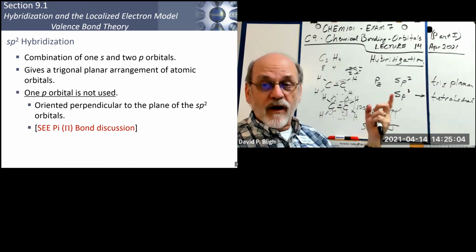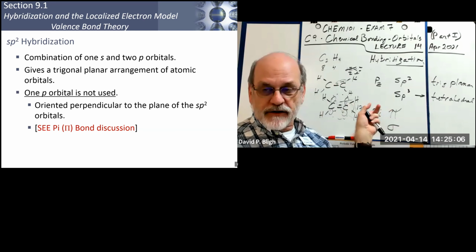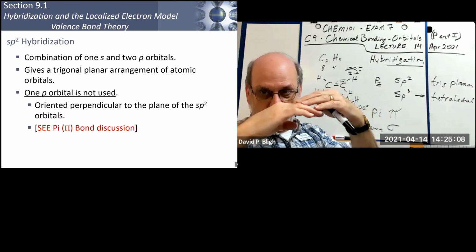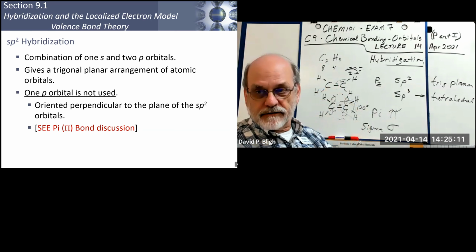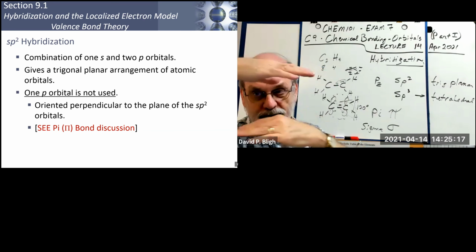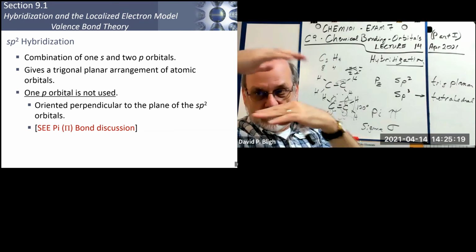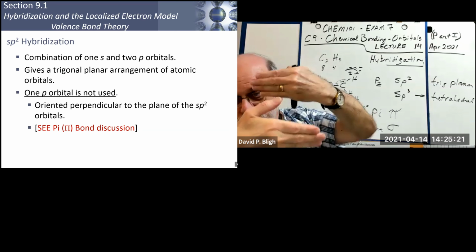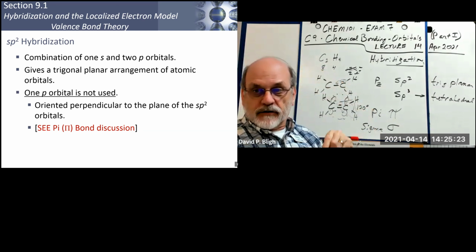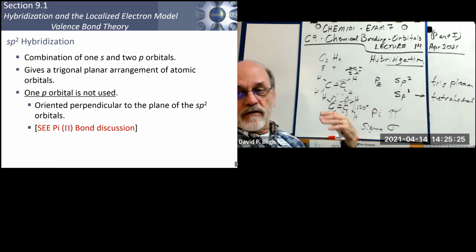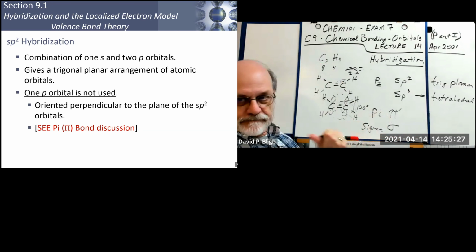But since pi bonds form off axis, then you can have 2 of those, right? You have 2 lobes, top and bottom, this way, and then you can have 2 this way, right? So if you have 2 pi bonds, now you've got a triple bond, okay? But you can't form a pi until you've got a sigma.